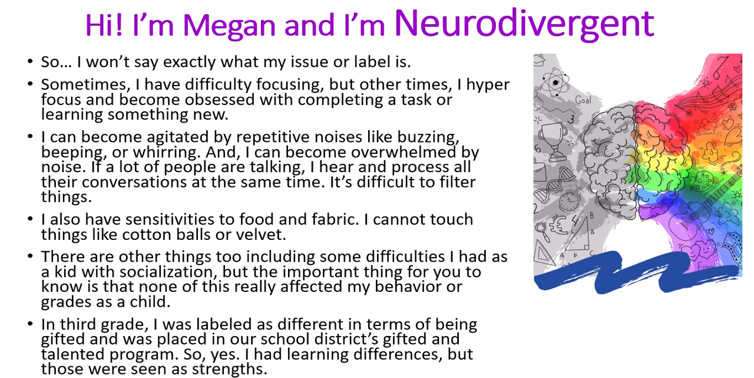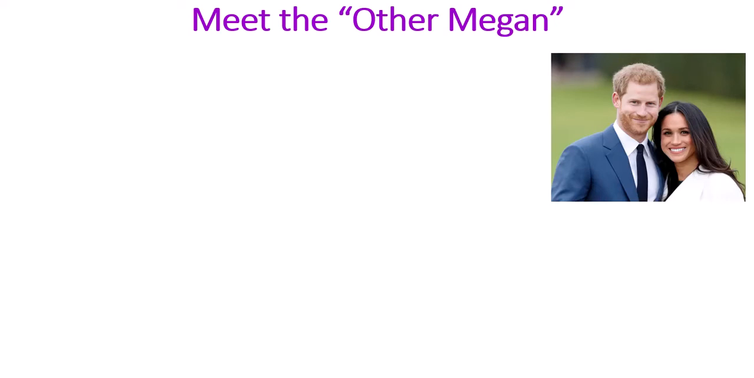So in third grade, I was labeled as different in terms of being gifted. Our school district had a gifted and talented, or G&T, program. So I had learning differences, but for the most part, because of how they manifested, they were seen as strengths. And many of them people didn't even really know about. It's not a humble brag. I just want to give some context. So, meet the other Megan. Just kidding. I Googled the name Megan and that picture popped up.